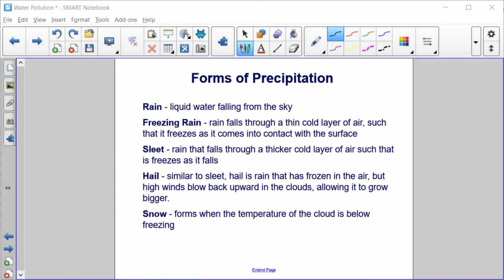Hail, which is similar to sleet. Hail is rain that is frozen in the air, but high winds blow it back upward in the clouds, which allows it to grow bigger. And snow, which forms when the temperature of the clouds is below freezing.